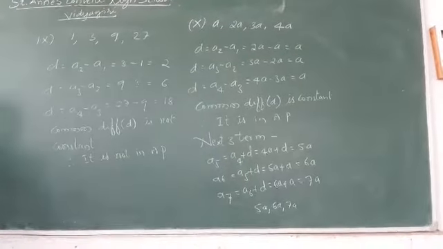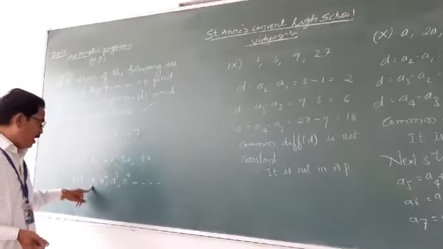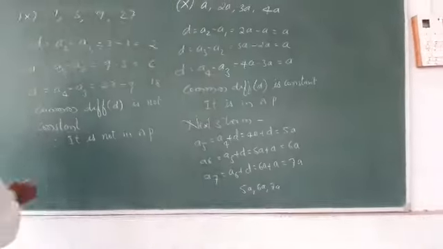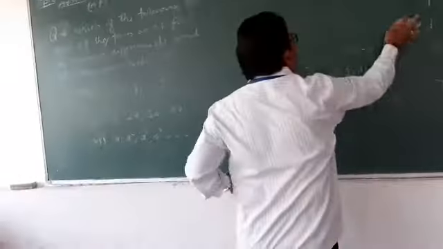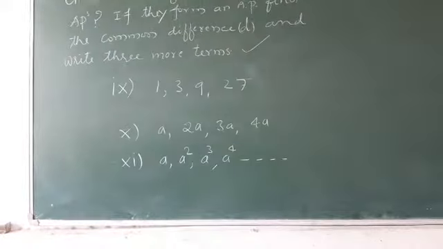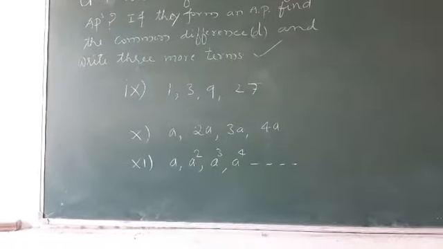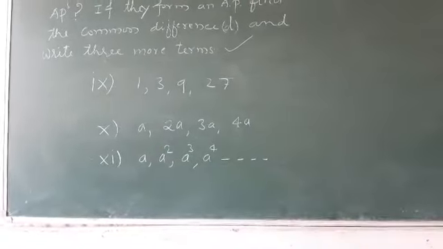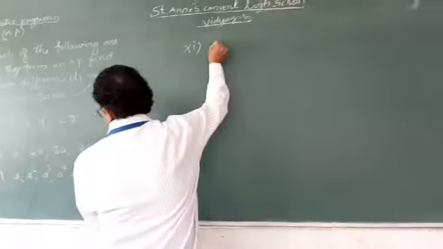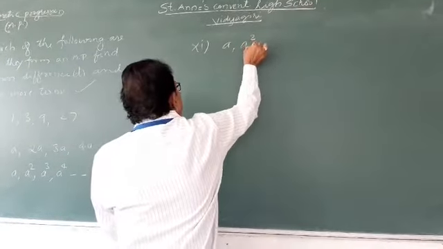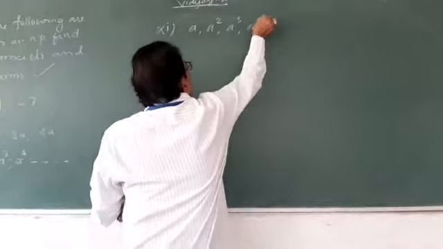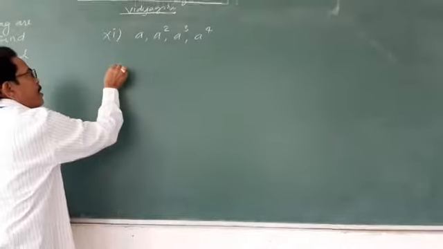Okay, let us move to the next one, that is the 11th one. a, a square, a cube and a fourth. That is the solution for the 11th one: a, a square, a cube, a fourth. Okay, let us find the common difference.